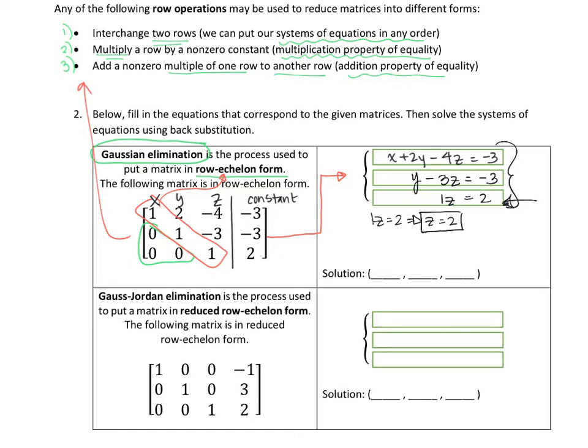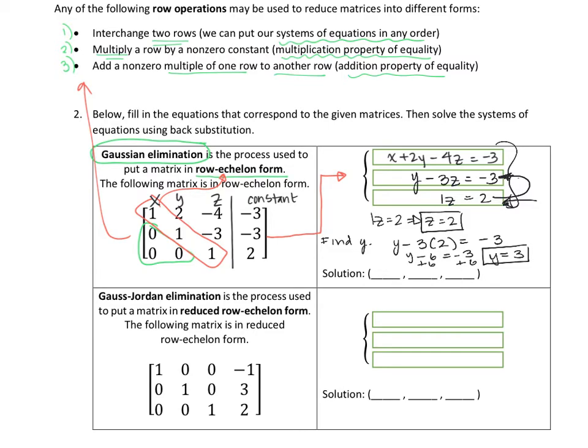And so we can use back substitution to find the other variables, because if you look at the equation right above it, because it was missing x, we can plug the 2 in there to find y. So to find y, we're going to put y minus 3 times that 2 we just found, and that makes -3. So y minus 6 equals -3, add 6, we get y equals 3.